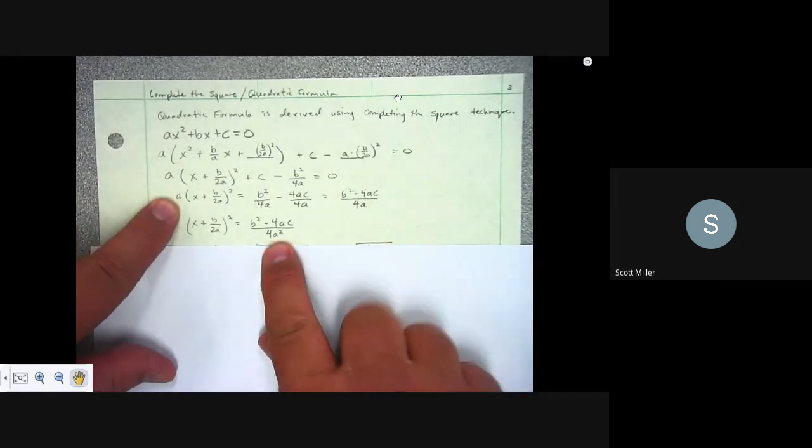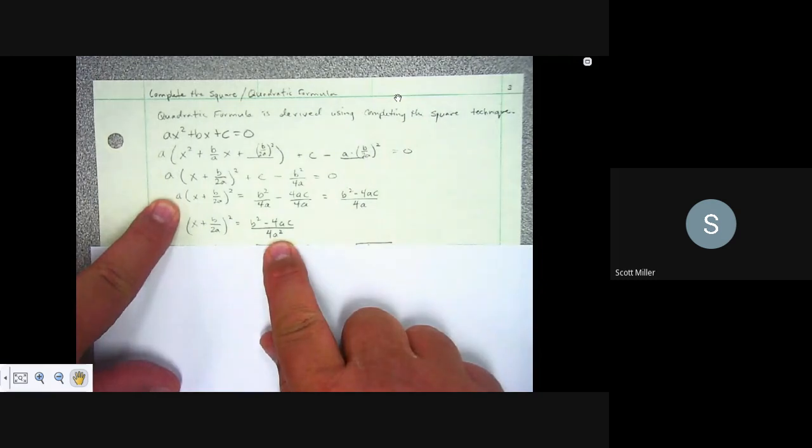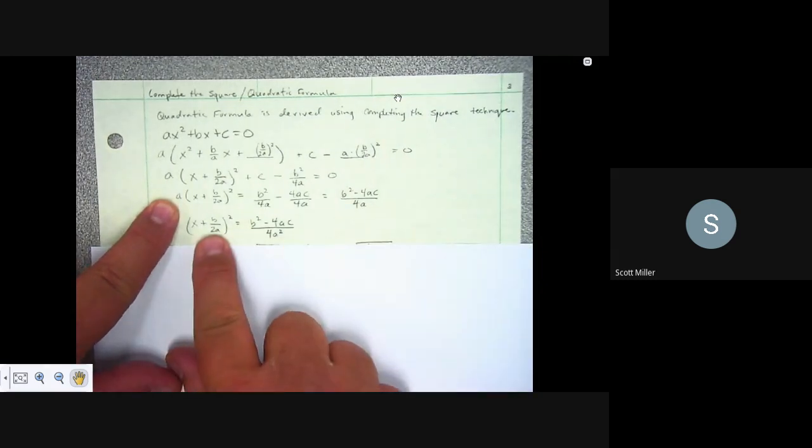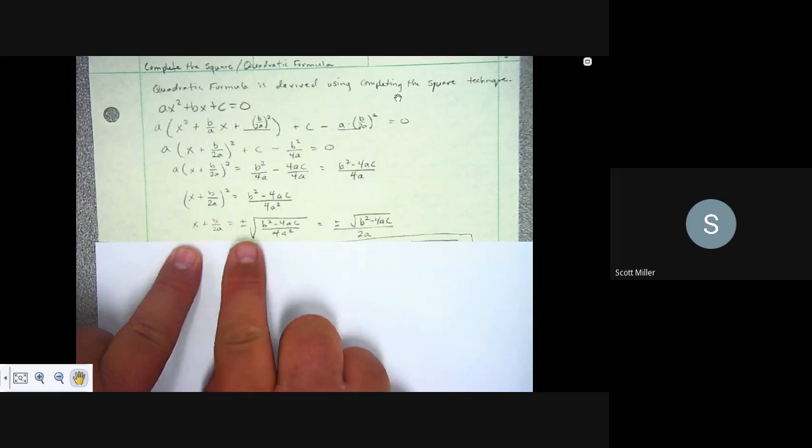The next step is divide both sides by this a. That's where the a squared comes from. I have to undo this square, so that means I'm going to square root both sides. When I square root both sides, you have to put the plus or minus. So when you are solving an equation and you square root both sides of an equation to eliminate a square, the plus or minus has to come into play.